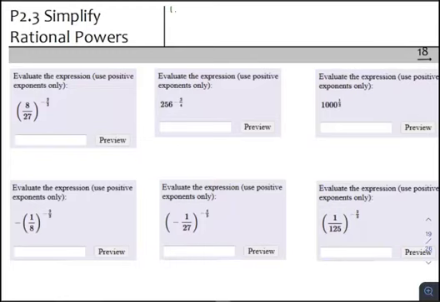And then I'm going to apply the root part of the denominator. And I'll show what I mean by that.